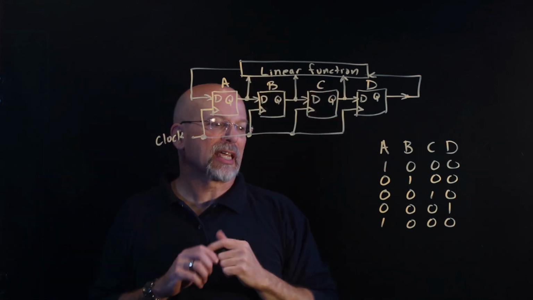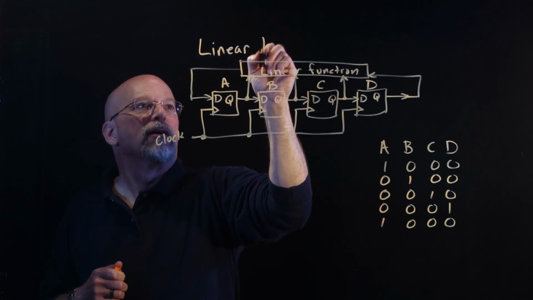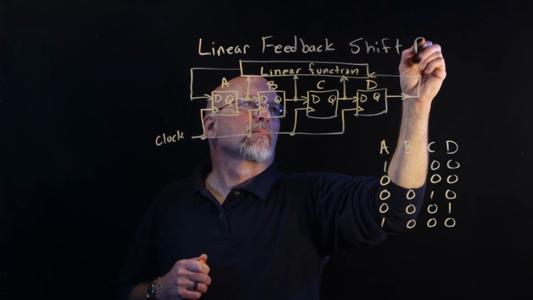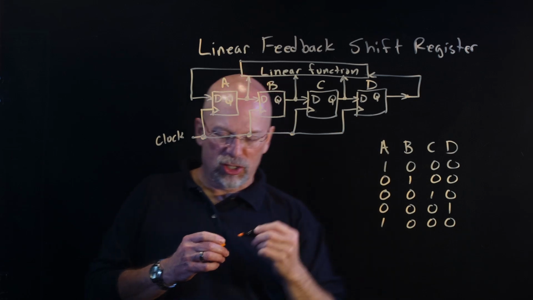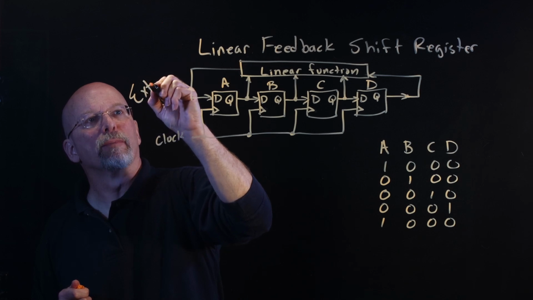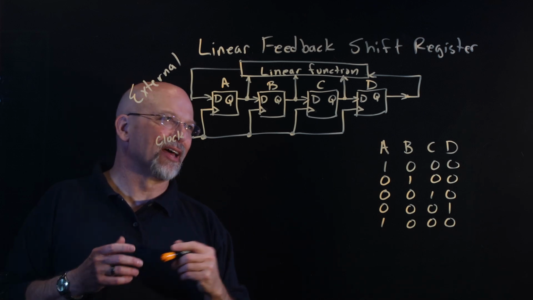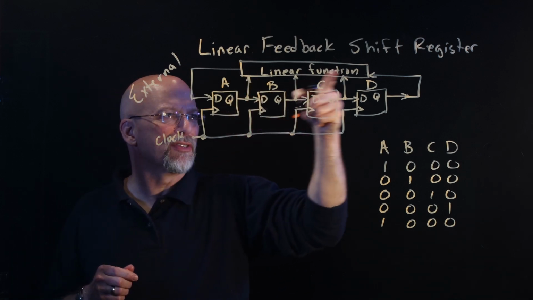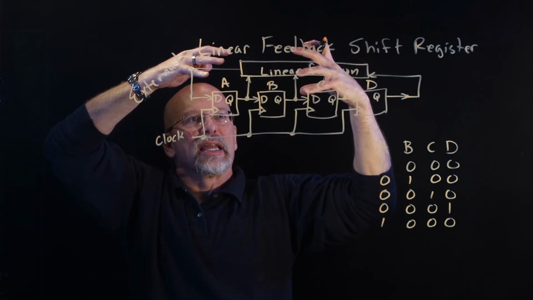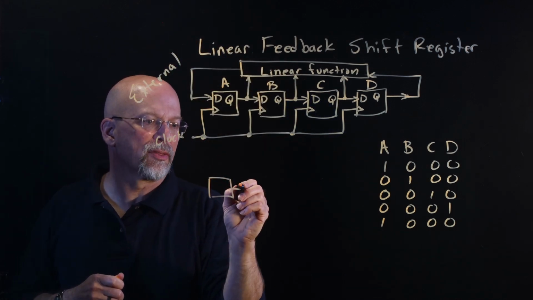Now, this particular circuit is referred to as a linear feedback shift register. And actually, this is just one type of linear feedback shift register. This is specifically an external. There is an internal linear feedback shift register, otherwise known as an LFSR, where instead of the function being on the outside, in other words, taking all the values, creating a single function, and routing it back around, the function is actually between the latches.